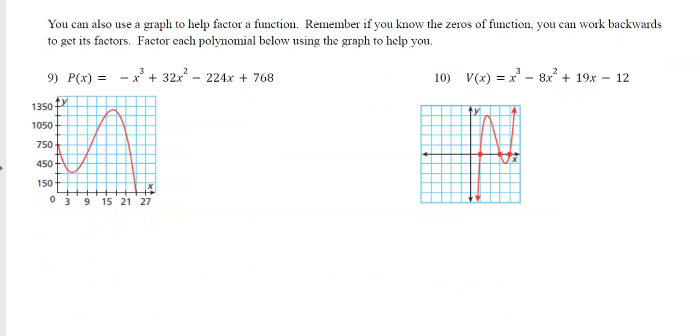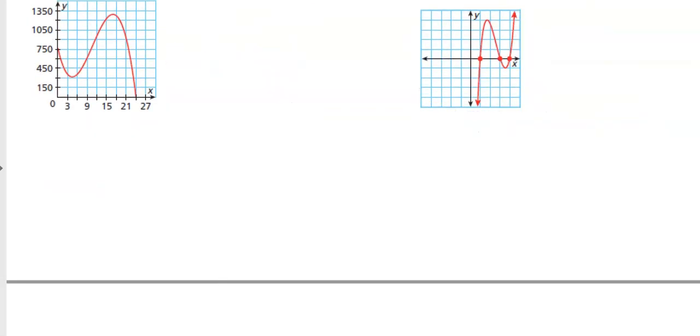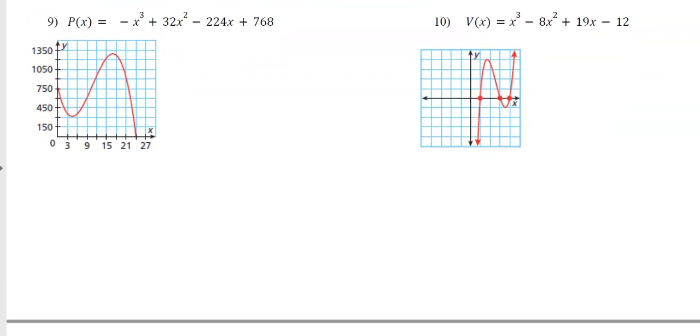All right, graphs here. It says you can also use a graph to help factor a function. Remember that if you know the zeros of a function, so wherever it crosses the x-axis, you can work backwards to get the factors. Don't write this in your notes, but in chapter 5, when we were doing quadratics, if I gave you the zeros, you could work backwards to get the factors and then eventually get the original function.